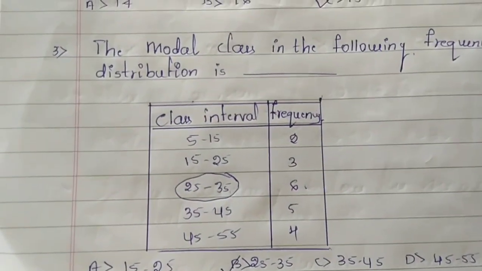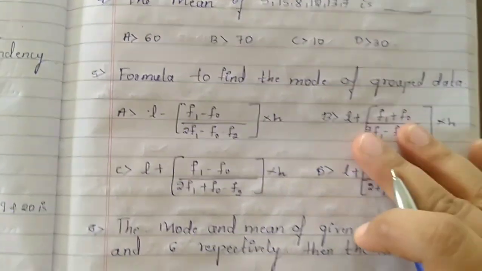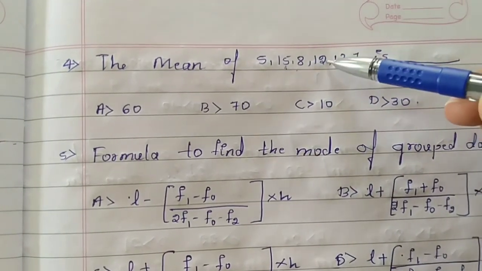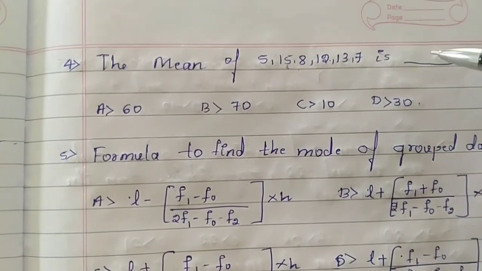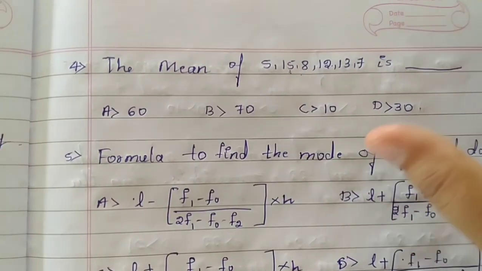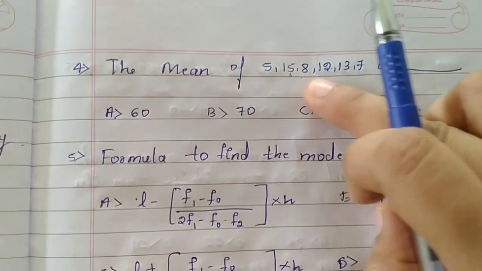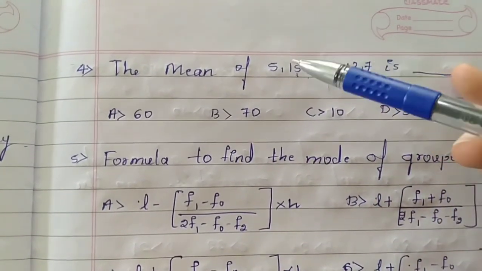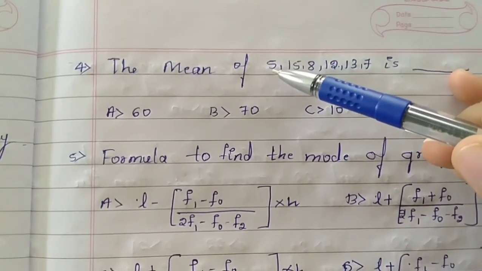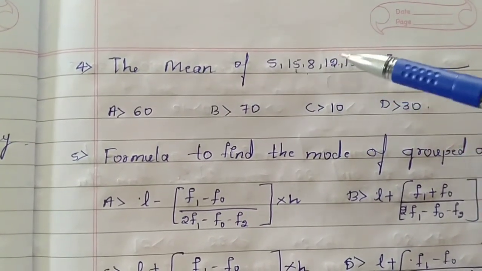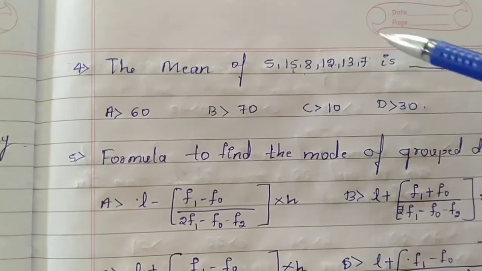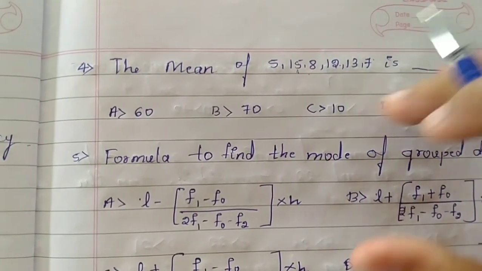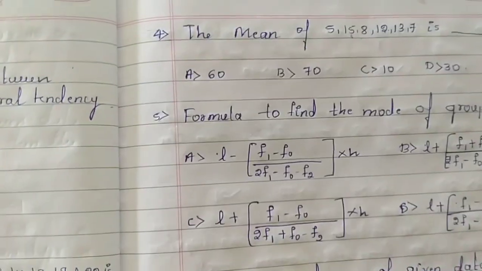Now we will see the next question, that is the mean of 5, 15, 8, 12, 13 and 7 is dash. In order to calculate the mean, you have to add all these observations and divide by the total number of observations. You have to check how many observations are there: 1 2 3 4 5 6. So totally 6 observations. Along with that we have to add up all these numbers. Now let us see the solution.